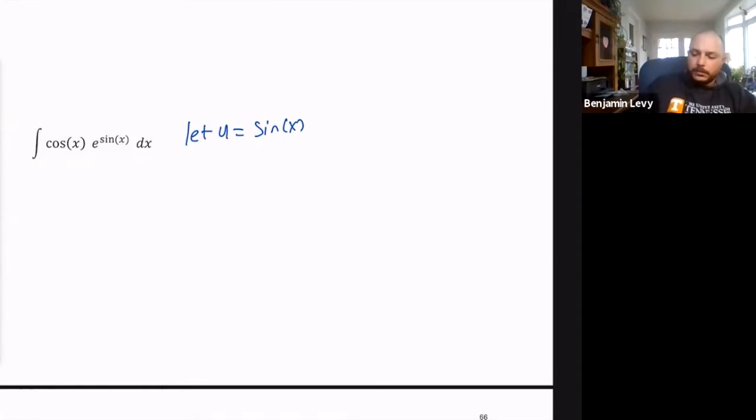I think that's good, right? And so that's good specifically because sine is quote unquote inside e to the sine x. And when you differentiate sine, you get cosine. And that's also in the function.